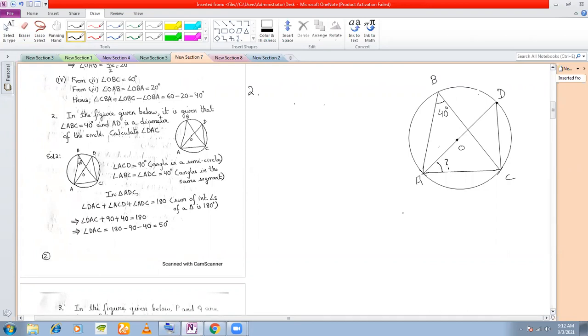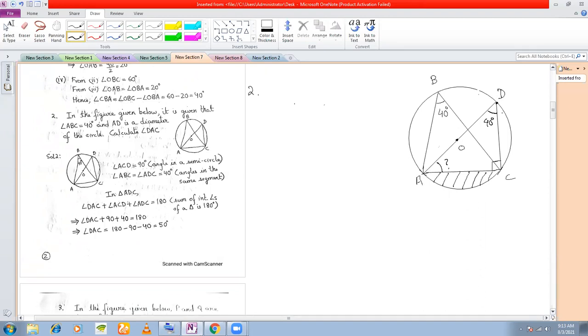So how will you find out this angle? First of all, what you must realize is that this angle here is 90 degree because this is angle in a semicircle, right? Also, you see this 40-degree angle is on this minor segment. What is the other angle in this minor segment? You see that this angle here is also the other angle in the minor segment. That means these two angles must be equal. So this is also equal to 40 degree.